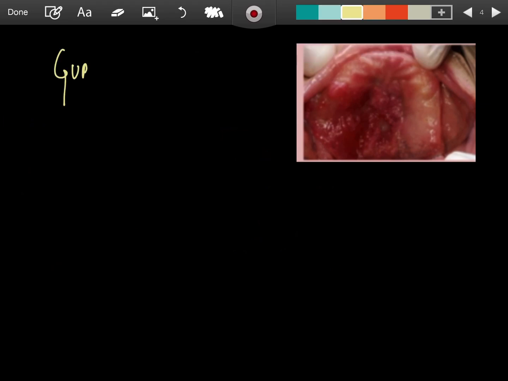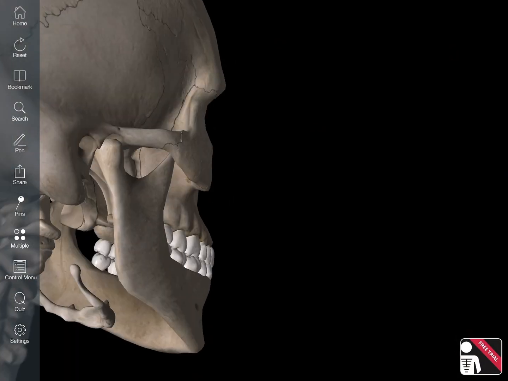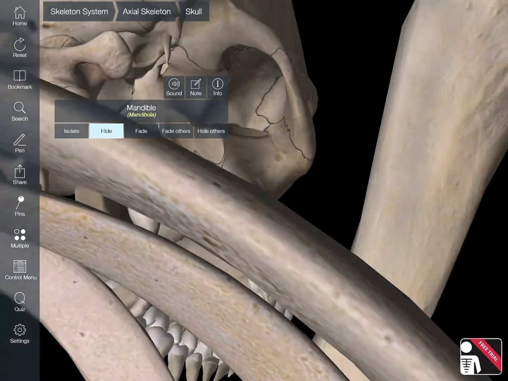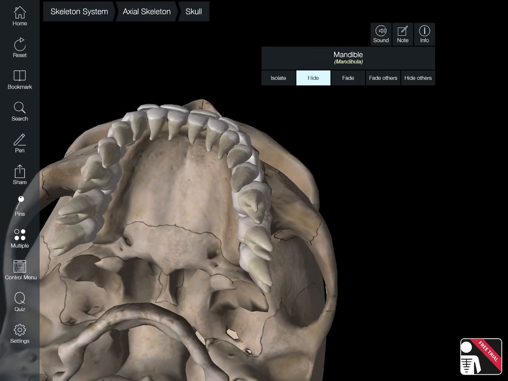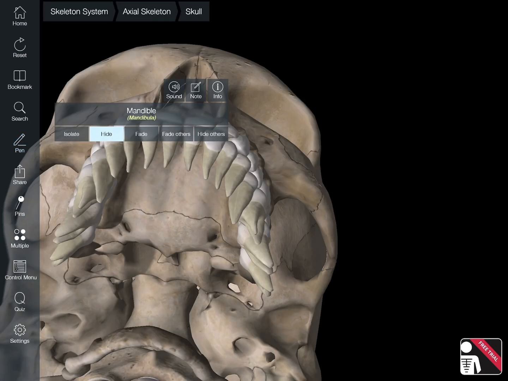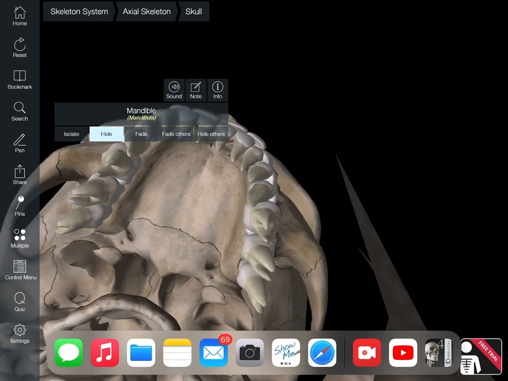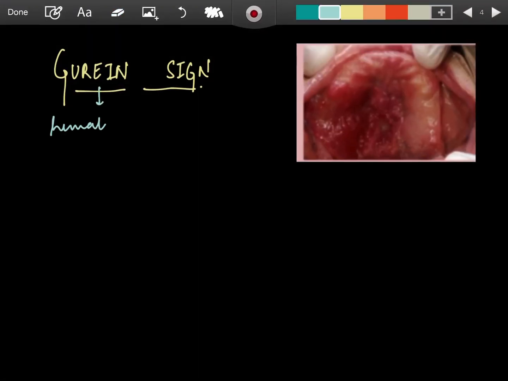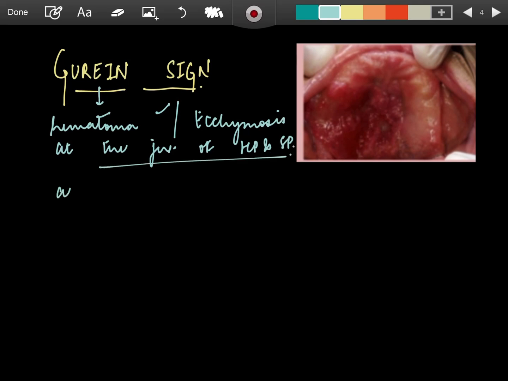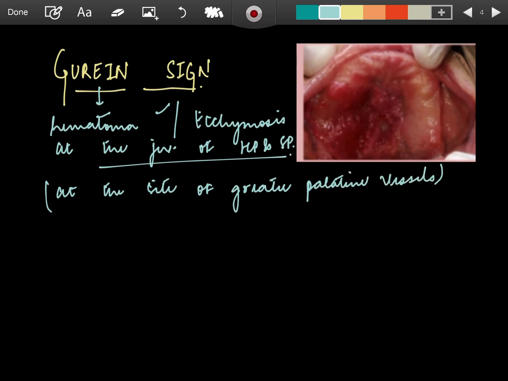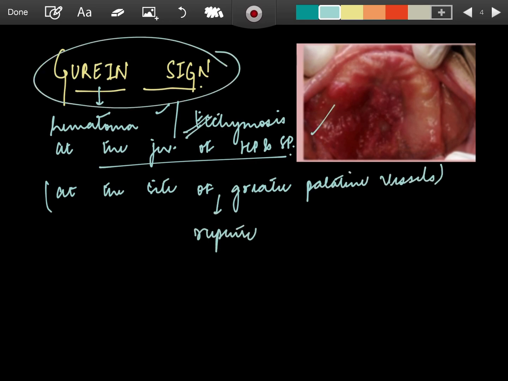The most important and characteristic sign of the LeFort 1 fracture is the Guerin sign. So what is Guerin sign? So this is the palate, and this is the area where the greater palatine vessel occurs. When there is a fracture, there is a rupture of the greater palatine vessel. So when there is formation of a hematoma or ecchymosis at the junction of the hard and soft palate, basically at the site of the greater palatine vessels, it is called the Guerin sign. It occurs due to the rupture of the greater palatine vessels due to trauma. So Guerin sign is very important.